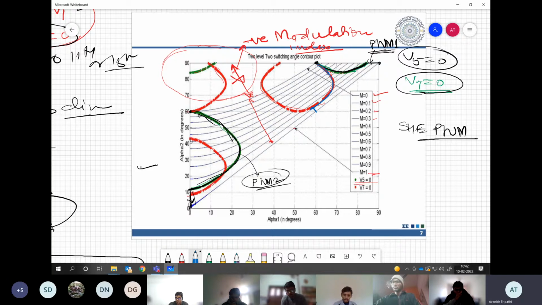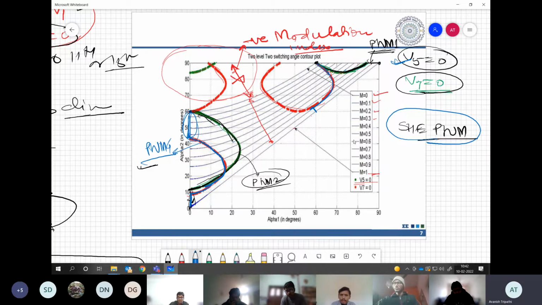Similarly, the other option for V7 could be: I can start from, here there is a gap, so I need to start from here in a straight line and then follow this curve and then go to 0. So this could be another PWM, PWM4, let us say. So you are realizing the same thing in different ways, which is called selective harmonic elimination PWM.